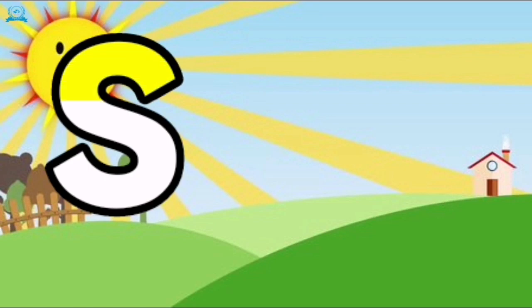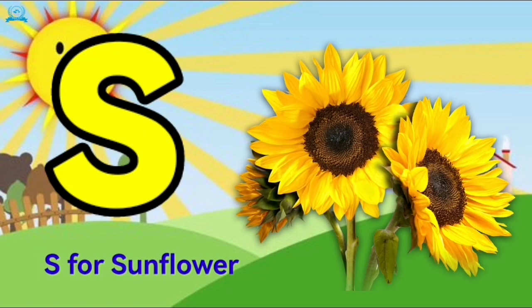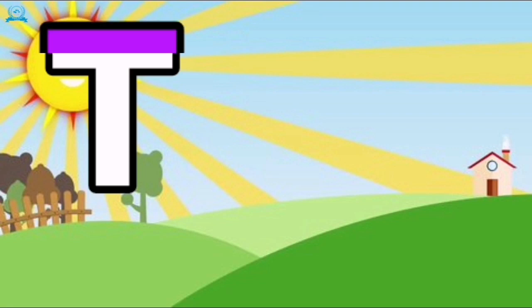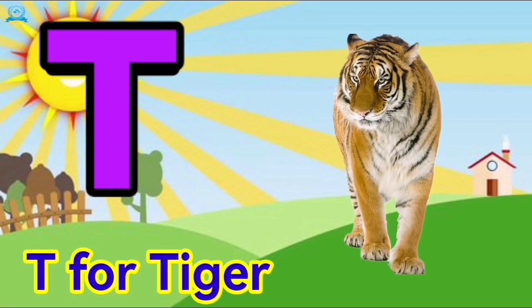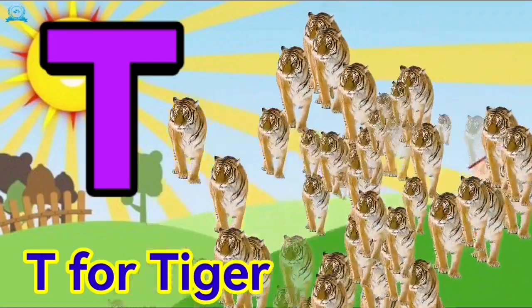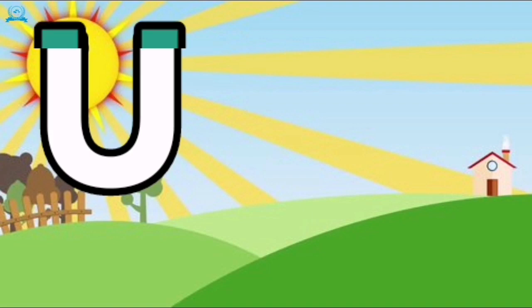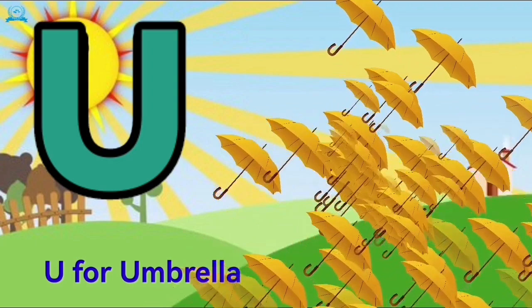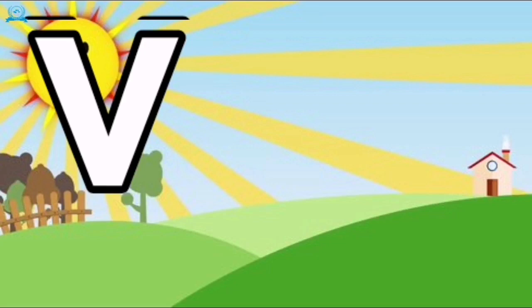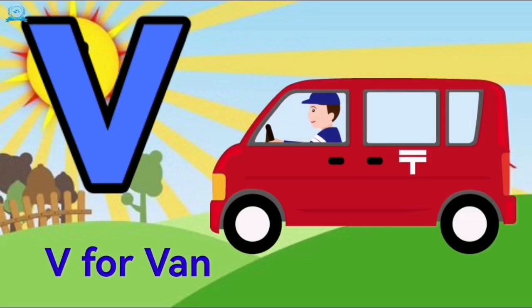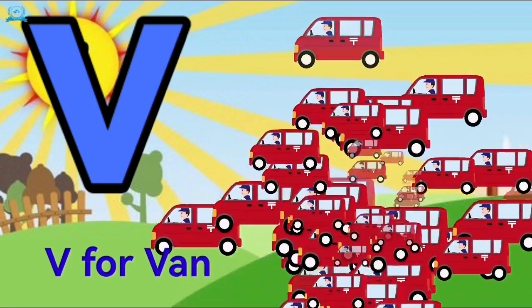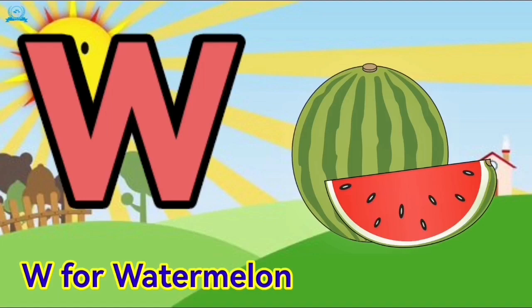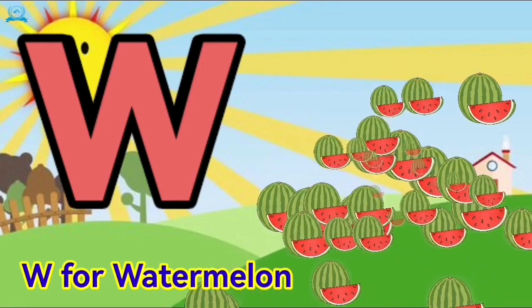S. S for sunflower. T. T for tiger. U. U for umbrella. V. V for van. W. W for watermelon.